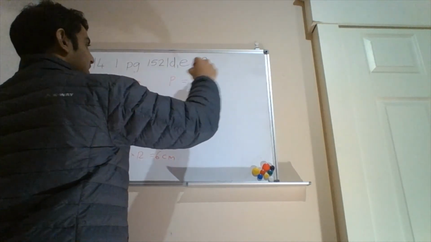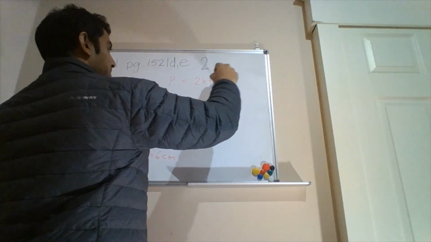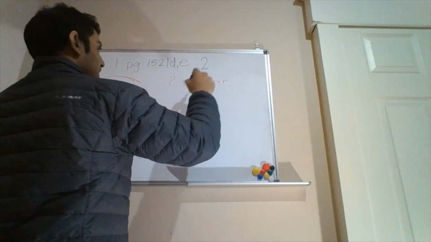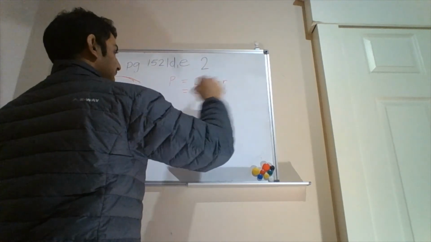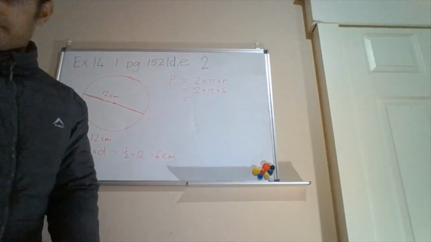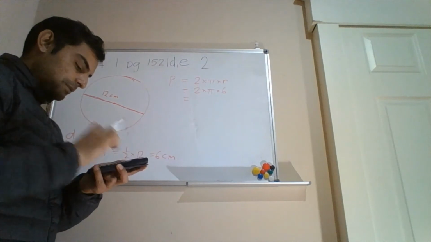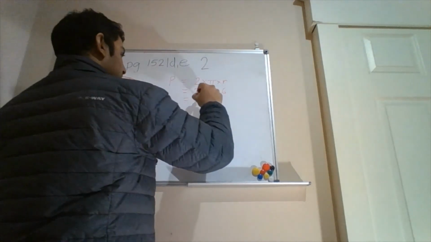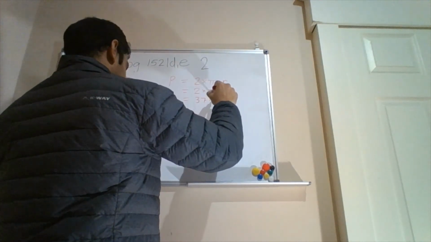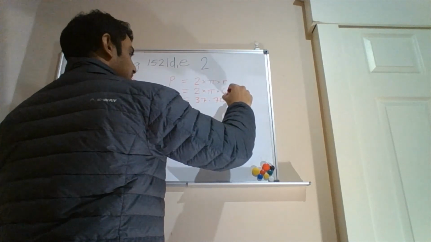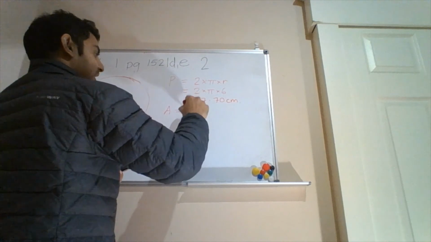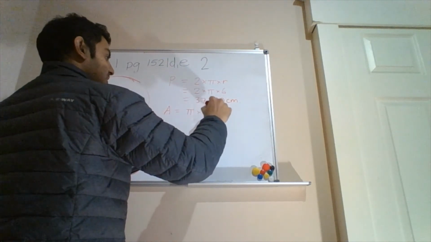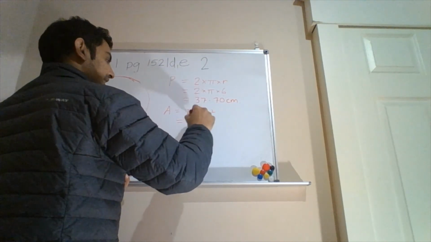So for perimeter, we have the formula 2 times pi times r. Let's substitute 2 times pi times 6. I get 37.7 centimeters. For our area, we have the formula pi times r squared, and I'm just going to plug and play.